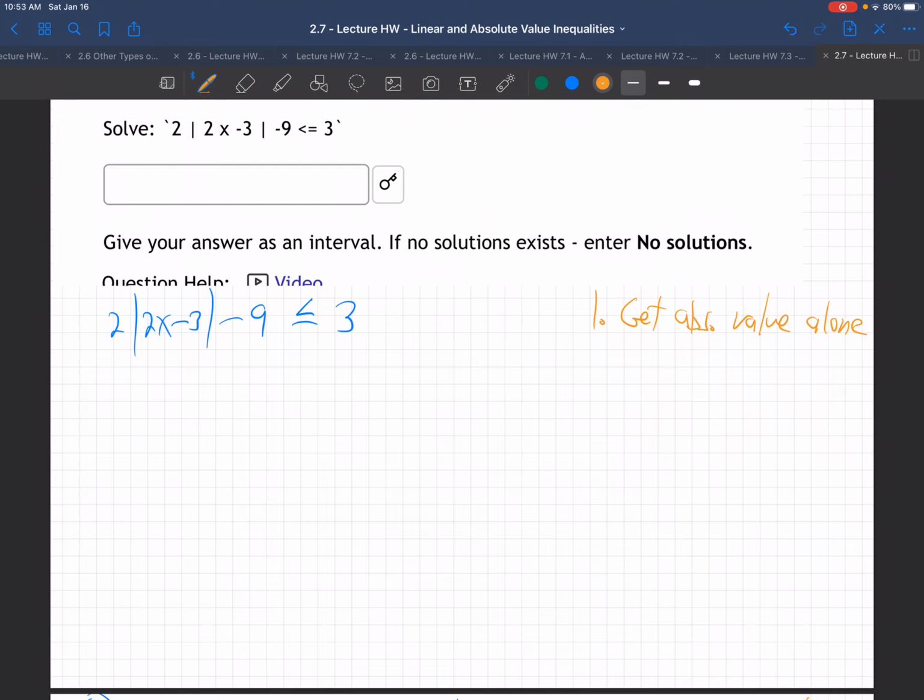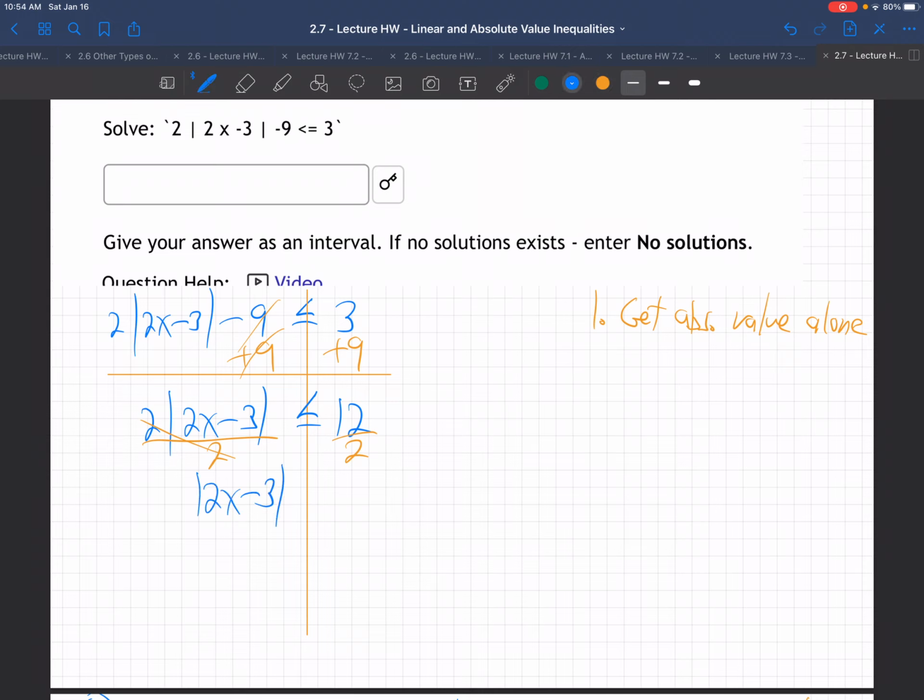Get absolute value alone. So let's do it. Let's add 9 to both of these. And what do we get? 2 absolute value, 2x minus 3, less than or equal to 12. And then divide by 2 on both sides. All right, so we got the absolute value alone. That's step number 1, get it alone.